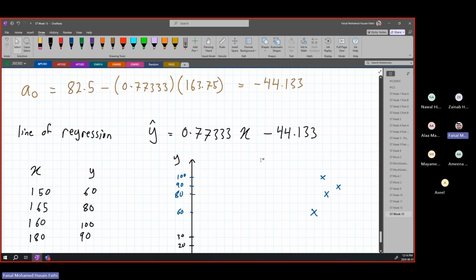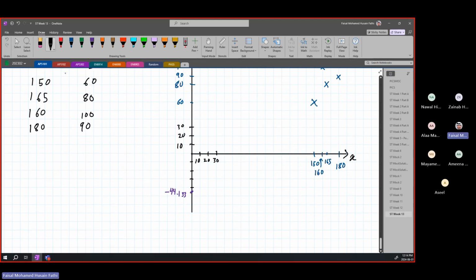Okay. And now we need another value. Let's find our x-intercept. So when y is equal to 0, 44.133 divided by 0.77333 we get... So again, this is all math 1. I don't know if you guys will ever need to do plotting or whatever, but I am just doing this to show you guys what it will look like, all right? So x-intercept is equal to 57.07, doesn't matter. So 30, 40, 50, 60, 57 is going to be somewhere over here, all right?